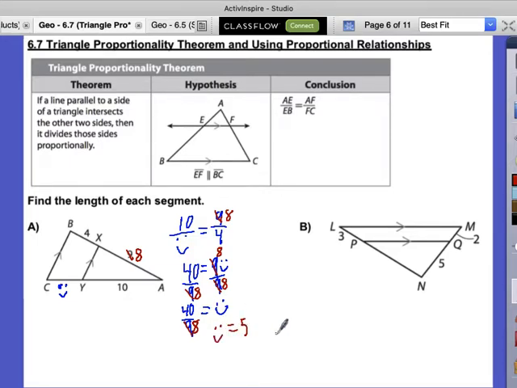So that means the length of CY is actually 5. And if we look at that, I think we can see that to be reasonable. If this small section's 4 and the big section's 8, well, this big section's 10, that's just a little bit bigger. And this small section would be 5.